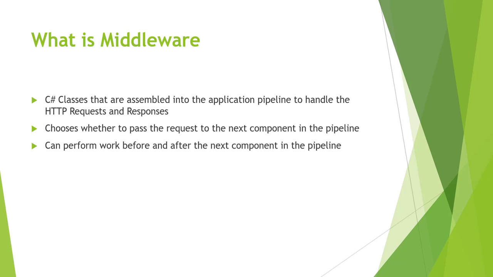Each middleware component in the request pipeline is responsible for invoking the next component in the pipeline or short-circuiting the pipeline. When a middleware short circuits the pipeline, it's called a terminal middleware because it prevents the further middlewares from processing the request. In ASP.NET Core, there are many built-in middleware components available for use. Apart from these, a user can create his own custom middleware components.